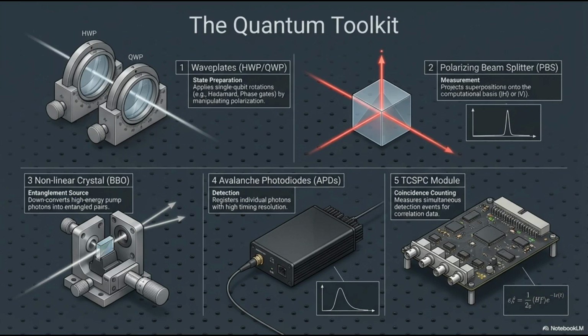This slide introduces the 5 core physical components that appear throughout all quantum optics experiments in this series. The first component is the waveplate set, consisting of a half-wave plate and a quarter-wave plate, which together perform state preparation by applying single-qubit rotations, such as Hadamard and phase gates, through polarization manipulation. The second component is the polarizing beam splitter, or PBS, which serves as the primary measurement device by projecting quantum superpositions onto the computational basis states, ket H or ket V.